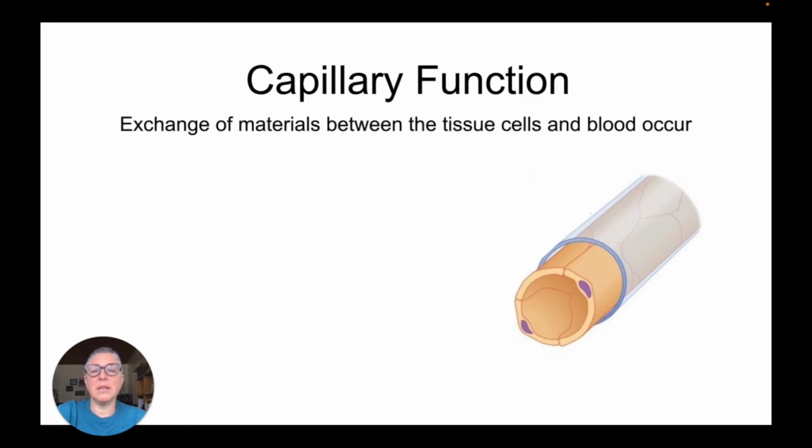So basically, the capillary is going to exchange materials between the tissue cells and blood, or whatever organ and blood. So what's going to happen is blood stays in the capillary, and the materials are going to leave and enter through the capillary lining, that endothelial layer.